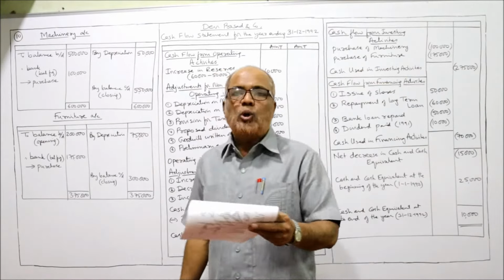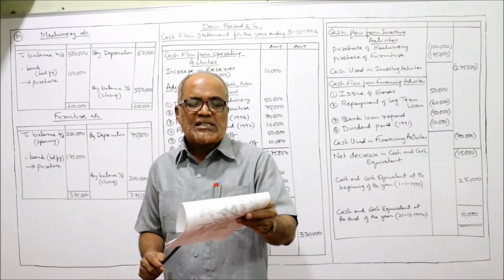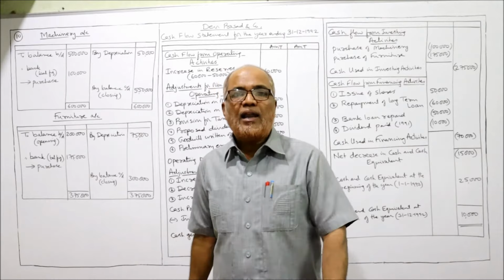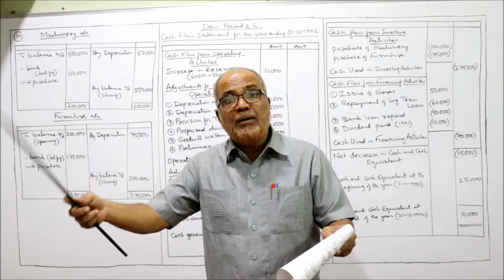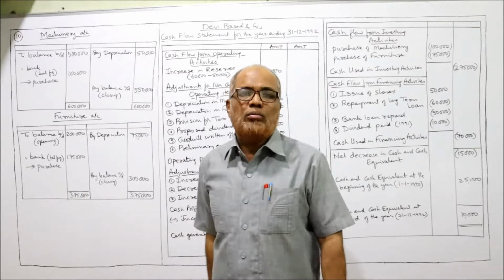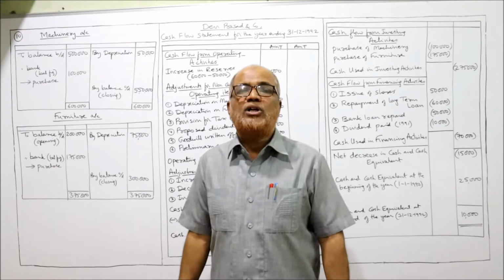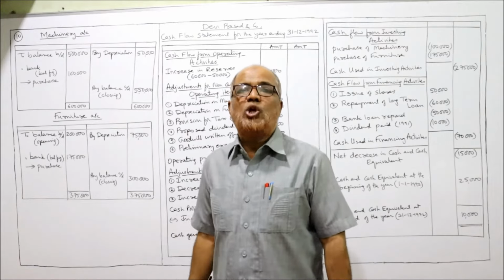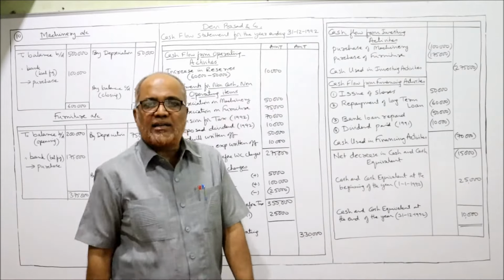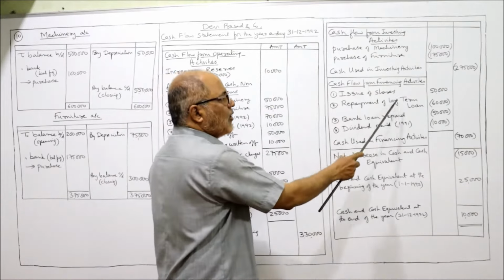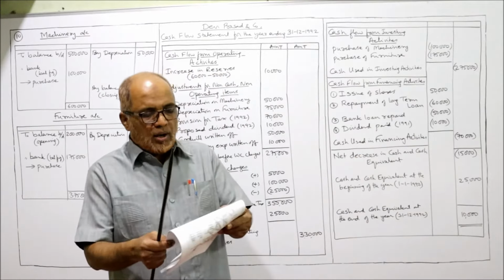Next, long-term loan. This will come under financing activity. Long-term loan last year 2 lakh, current year 1,40,000. That means the long-term loan has been repaid. Cash outflow. Because last year it was 2 lakh, current year it has become 1,40,000. 60,000 rupees long-term loan repaid. So it will come under financing activity. See, repayment of long-term loan 60,000, 2 lakh minus 1,40,000.